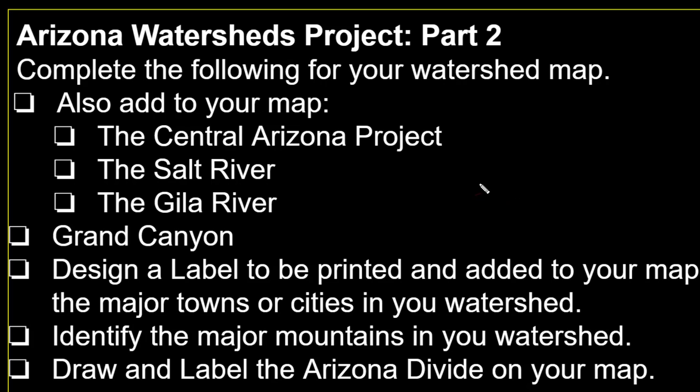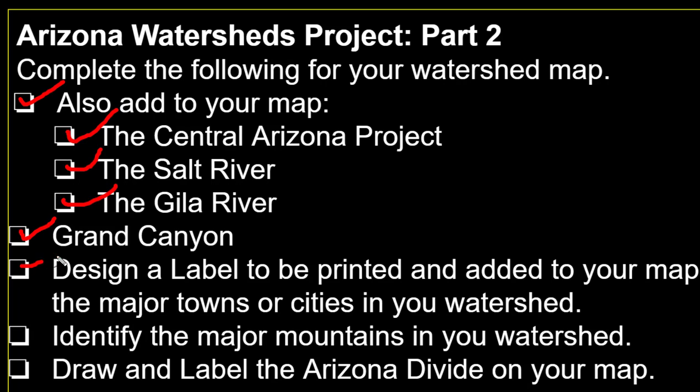There is a part 2, and complete these for your map as well. So you want to include these 3 things with your map: the Central Arizona Project, the Salt River Project, and the Gila River Project. Make sure you have labels for each one. So just a label showing where they're found. Also include the Grand Canyon.